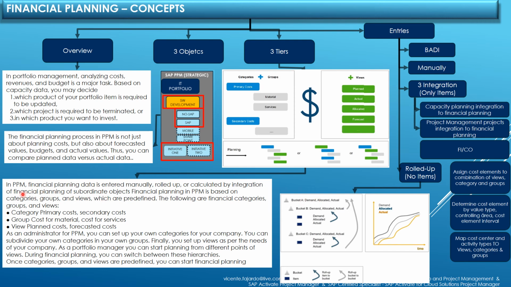Example of views could be category, it could be plan cost or forecast cost. Example of categories could be primary cost or secondary cost. And examples of group could be cost for materials and cost for service.